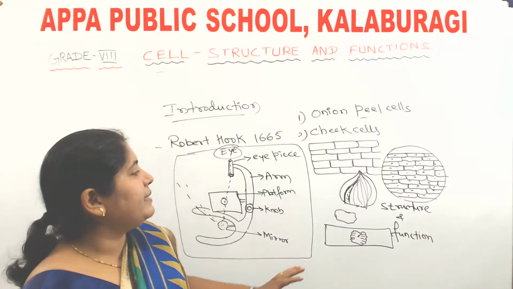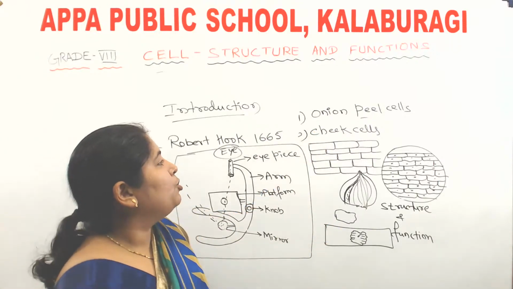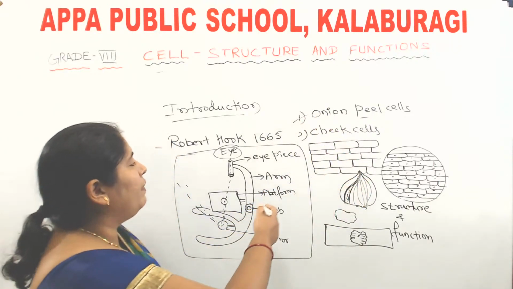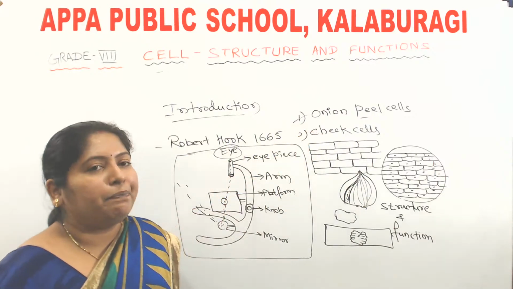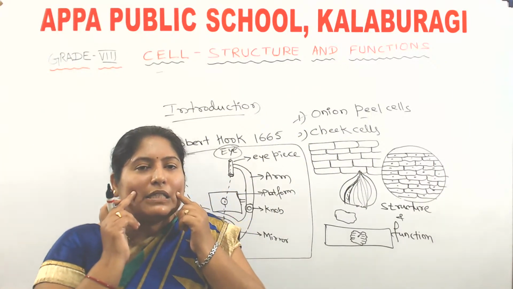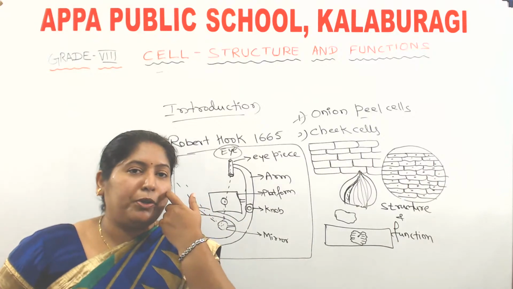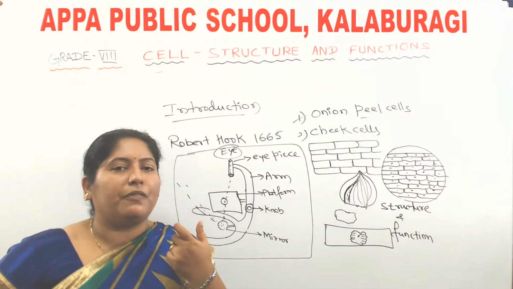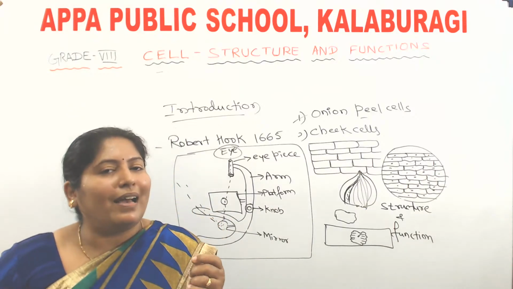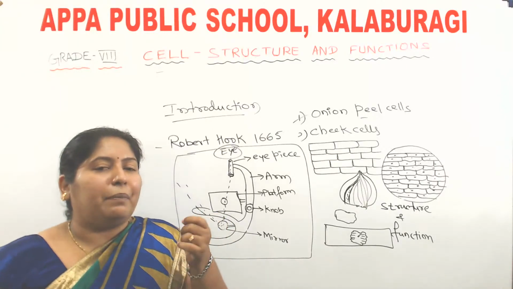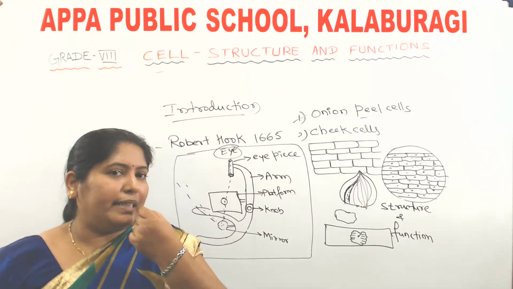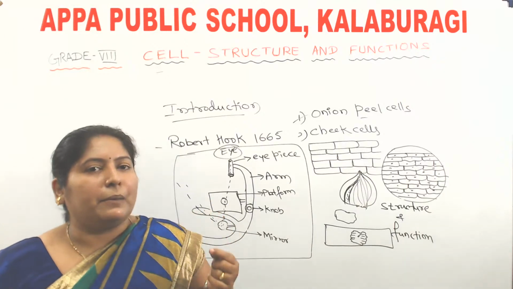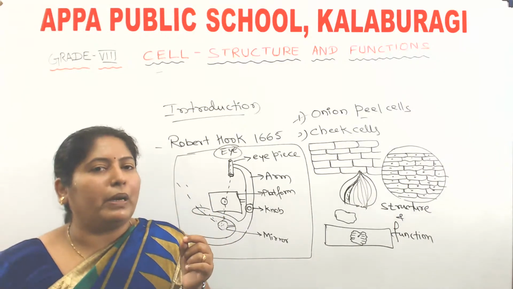In the same way, when you observe cheek cells under the microscope. Now comes the second one, that is cheek cells. Cheek cells means we are not going to scrape the outer surface of the cheek. We have to take a sterilized scraper, and with that, scrape the inner wall of the cheek inside the mouth. Scrape it lightly. Don't exert much pressure.